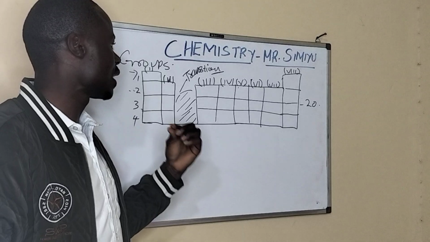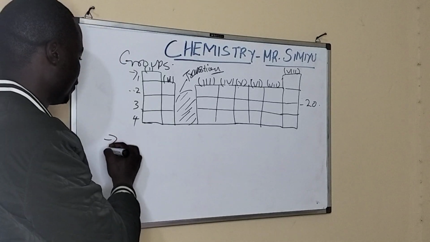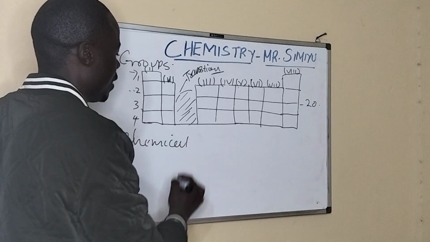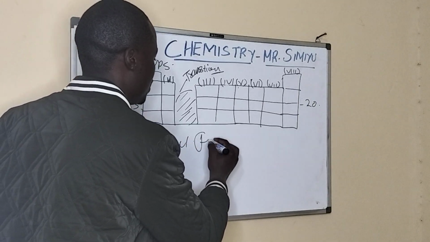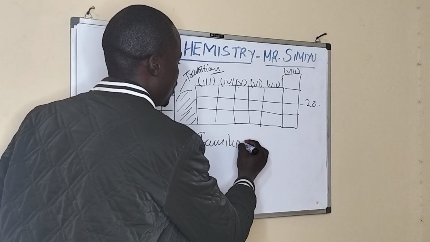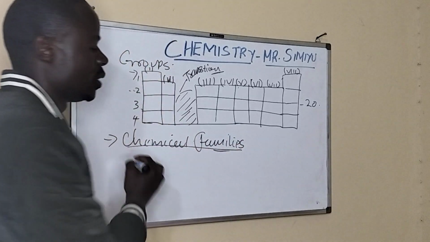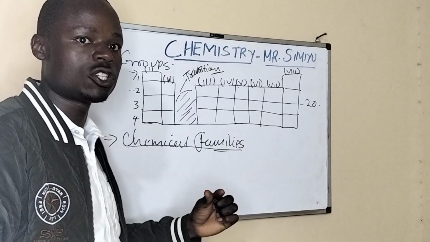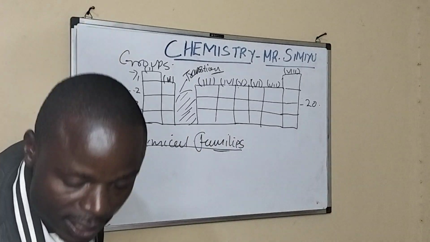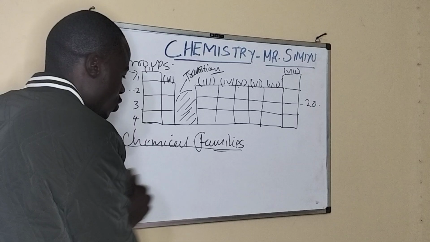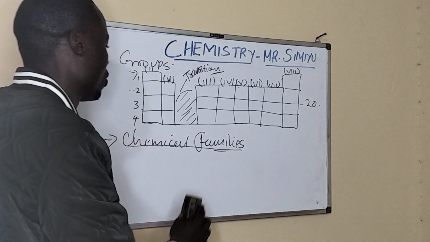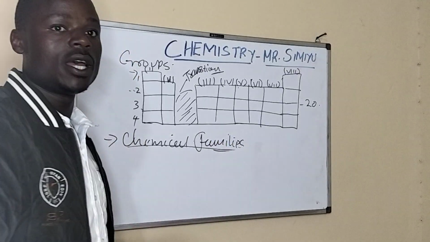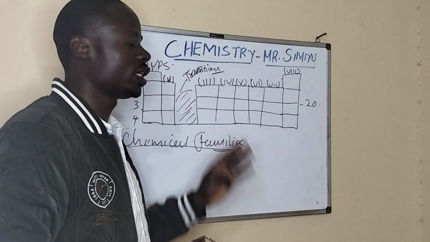Number 1, let's assign the names. We have said that we have the chemical families. Those elements have been arranged there in terms of chemical families. Chemical families arrange elements with similar chemical properties and physical properties. Those elements having the same physical or chemical characteristics are assigned to the same chemical families. In our normal periodic table, we have 4 chemical families.